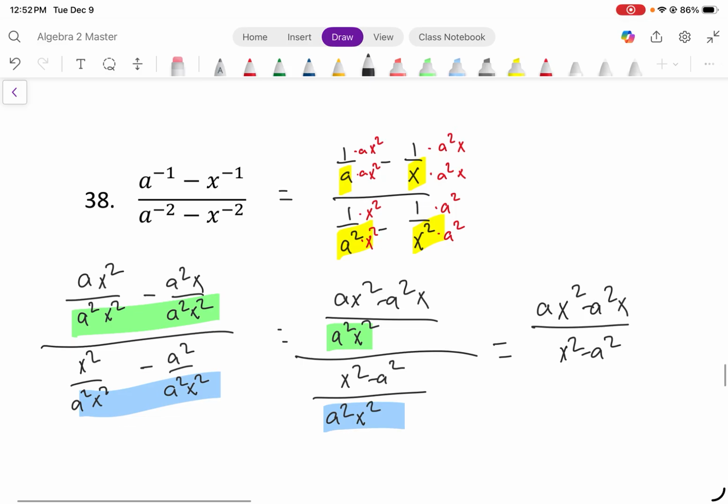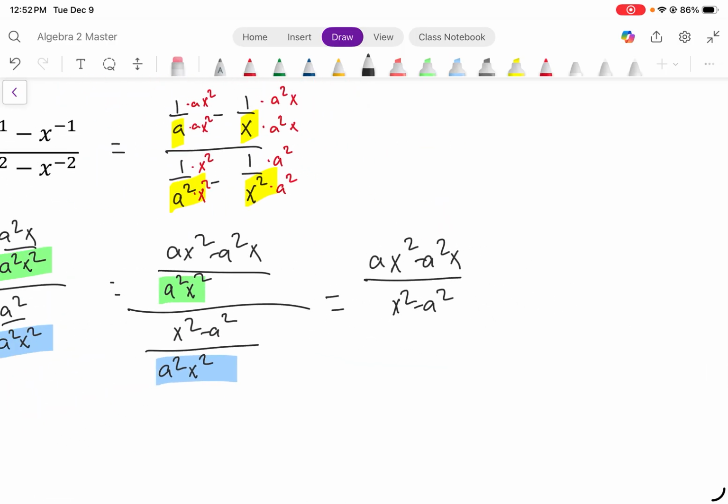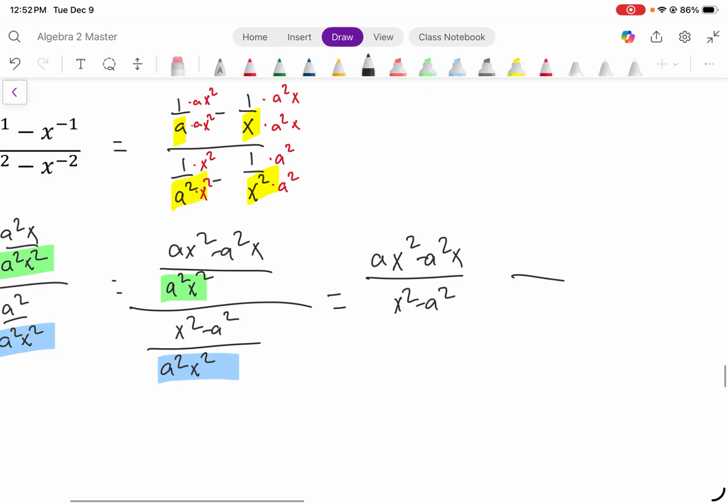This is super abstract. There's not a whole lot of numbers that we're seeing here, so it looks really confusing, but we're just kind of tracking where these different parts of our fraction go. I always want to try to simplify this remaining fraction if I can, which means I need to try to factor some things. Okay, on the bottom, I know that x squared minus a squared is a difference of squares, so I could write that as x plus a times x minus a.